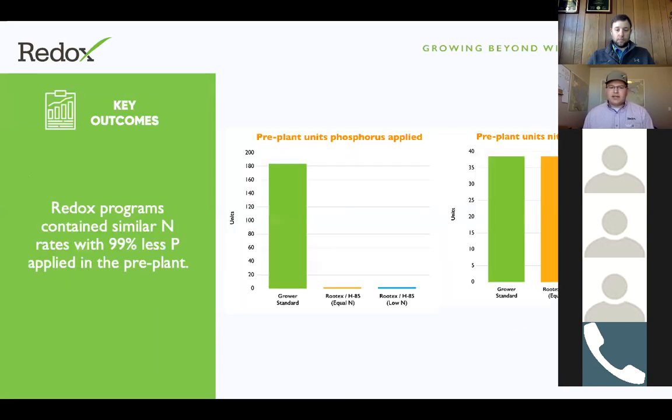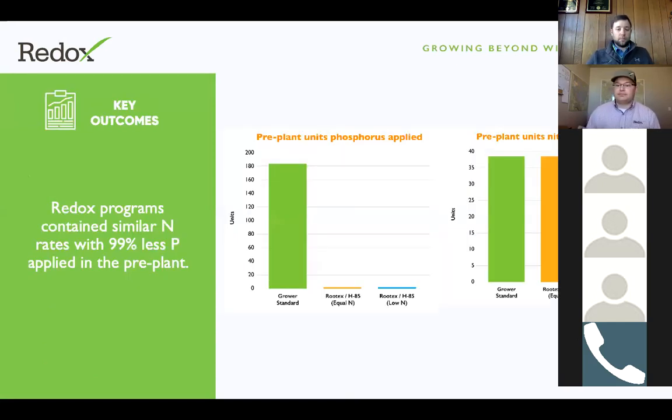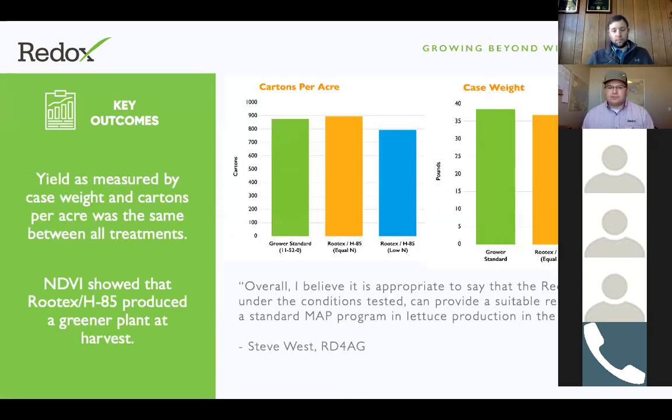And we evaluated this for box weight, cartons per acre, and we did an NDVI reading. So as you can see, our applied pounds of phosphorus were 99% less, 182 versus 1.8. But we maintained that nitrogen there, and then we had a reduction on one of them to see what would happen. And across all 3 treatments, results were statistically identical. We had the same yield across all.